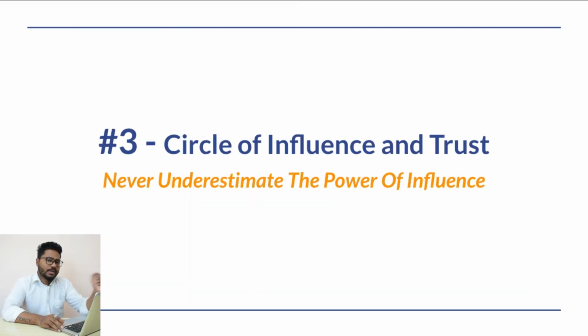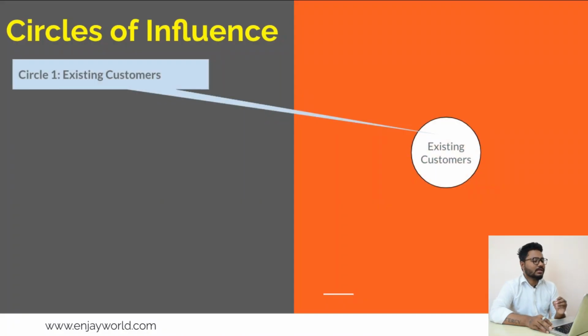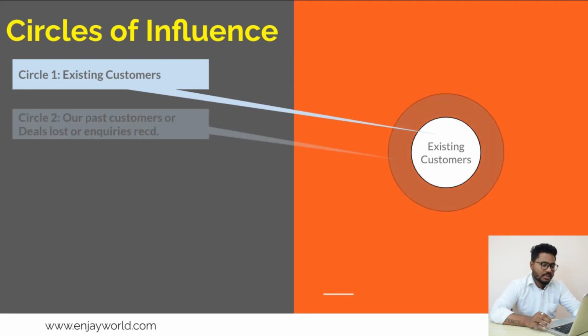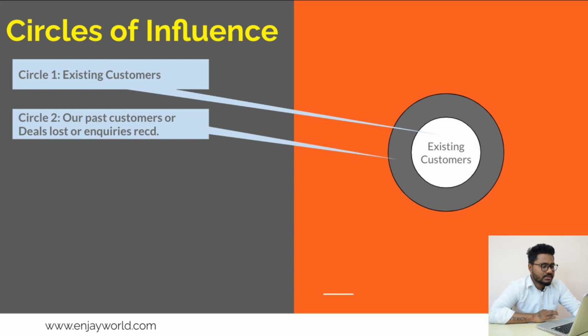So, now let's talk about the third topic, which is the circle of influence and trust. And please never underestimate the power of influence. With the help of a diagram, I will try to explain it to you first. The first circle here is your existing customers. The second circle is your past customers, that means those who had come to you earlier. Even though those people came to you with an inquiry, whether they bought or not, they approached you sometime. These people are in the second circle.